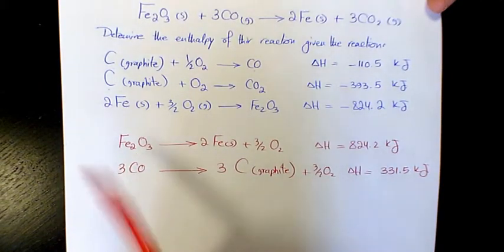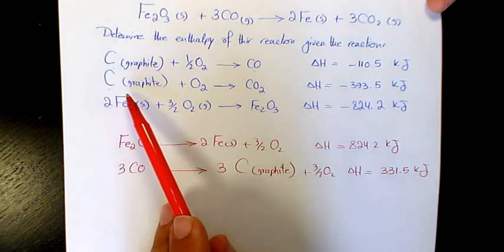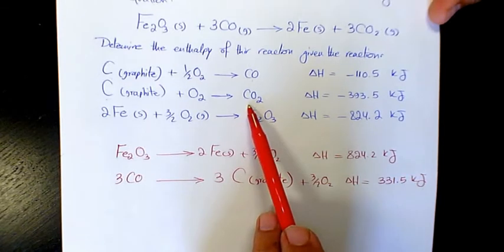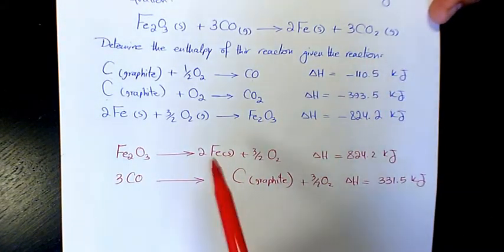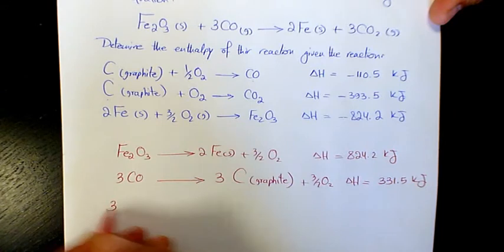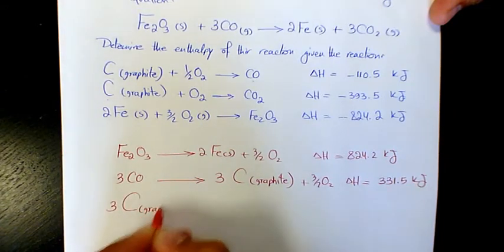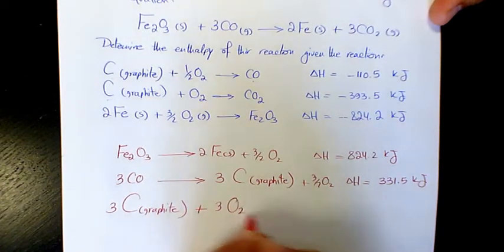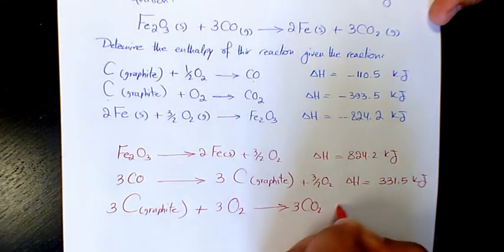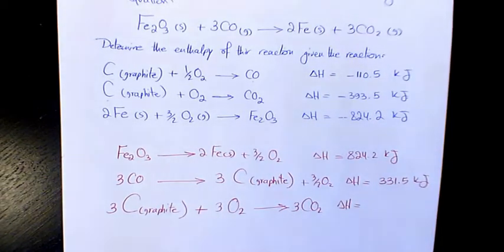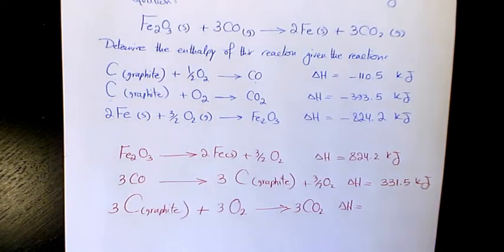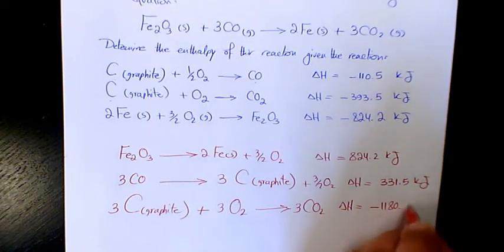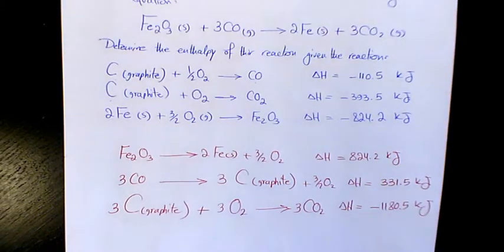And what else do we have? We have C in graphite form plus O2 going to CO2. So we need to keep it like that because we have CO2 in here. We need to just multiply it by 3. So we have 3 C in graphite form plus 3 O2 give us 3 CO2. Delta H is going to be 3 times 393.5. It's going to be negative 1180.5 kilojoule.